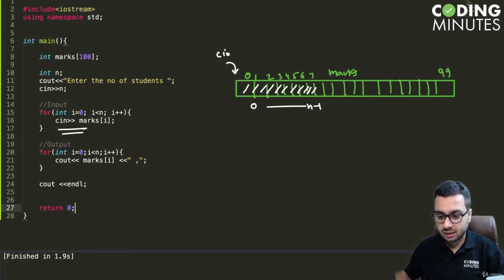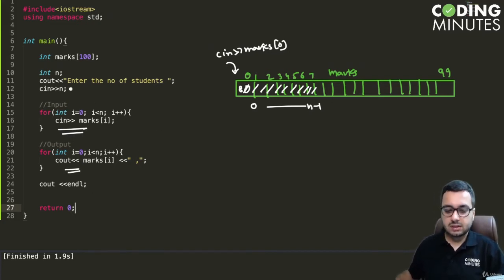We said, take input these values and store them here. So when I say cin marks of 0, whatever is the first input will get stored in this particular location. Maybe let's say this is 80, so 80 will get stored here. Similarly cin marks of 1, marks of 2, marks of 3, and so on. Similarly we are doing a cout here. This is how we can do input and output.